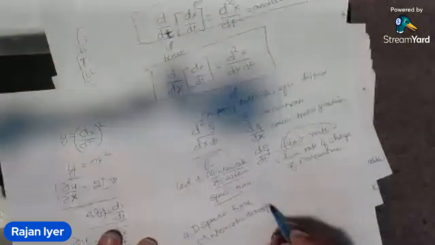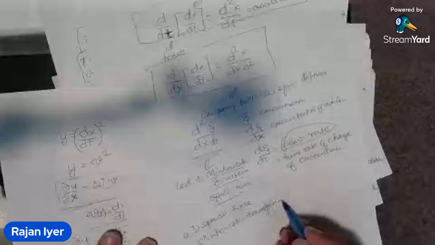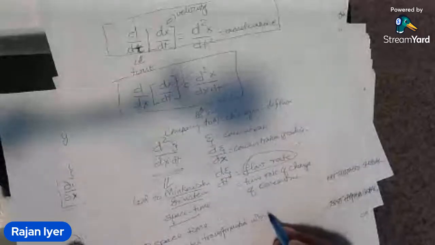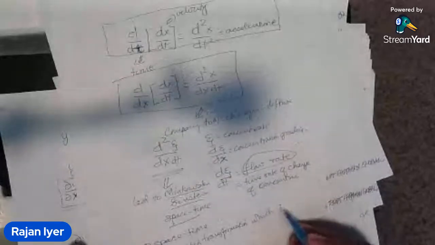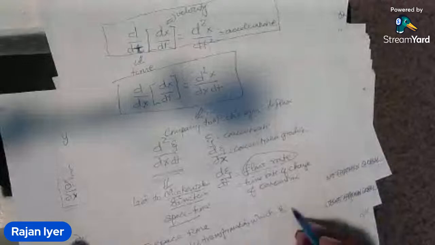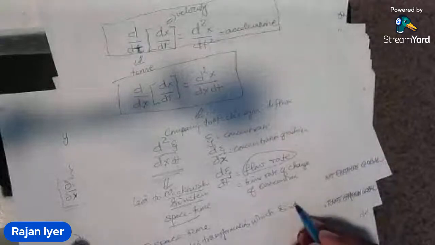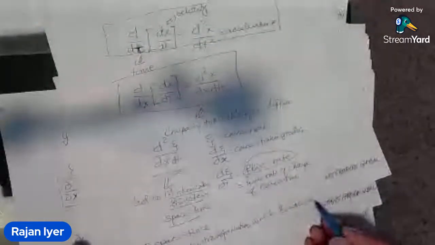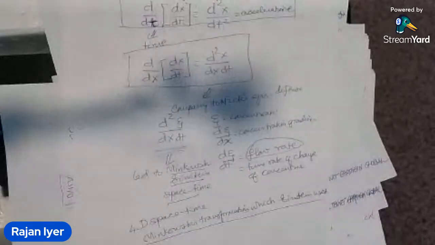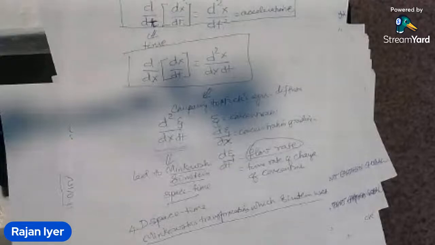Which Einstein used. Because Einstein was his student, I think. Yeah. So this was the big famous Minkowski transformation, the 4D space-time. So this is the connection. I think once we are sure about this, we can move on.